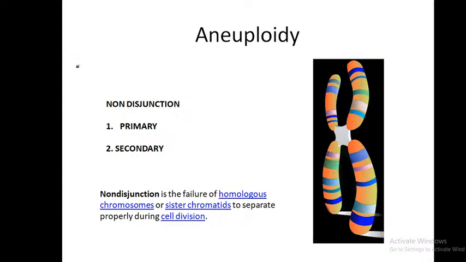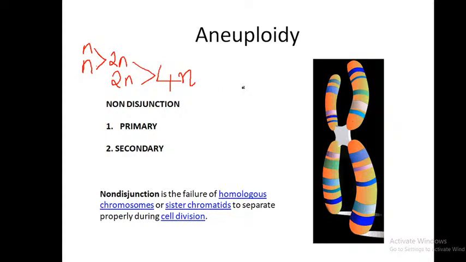What have we said so far? Two n's fuse to form 2n, and two 2n's fuse to form 4n. This is what is known as doubling. So till now we were discussing the doubling of chromosomes. This is what is called doubling. Aneuploidy is totally different from this.